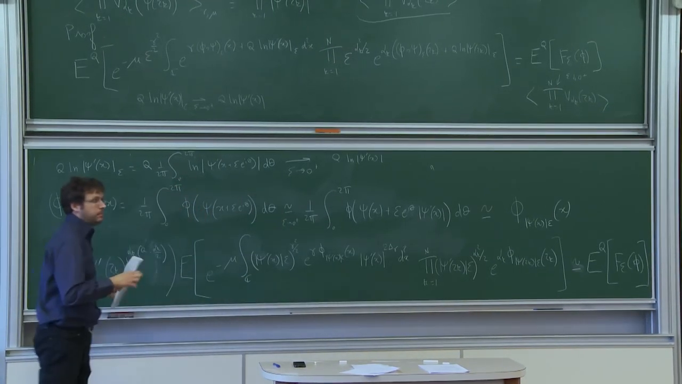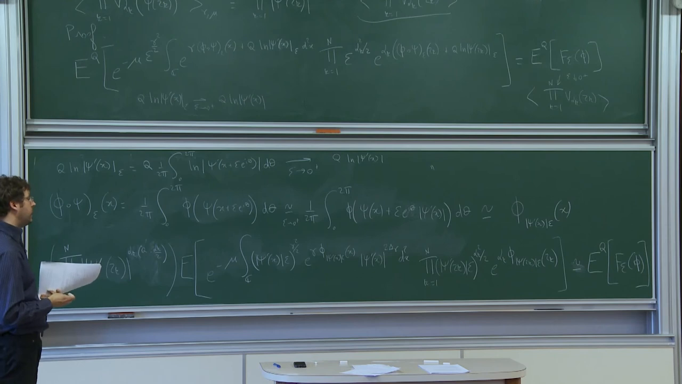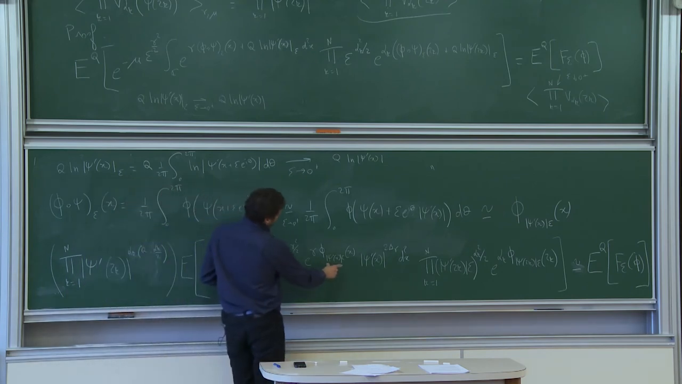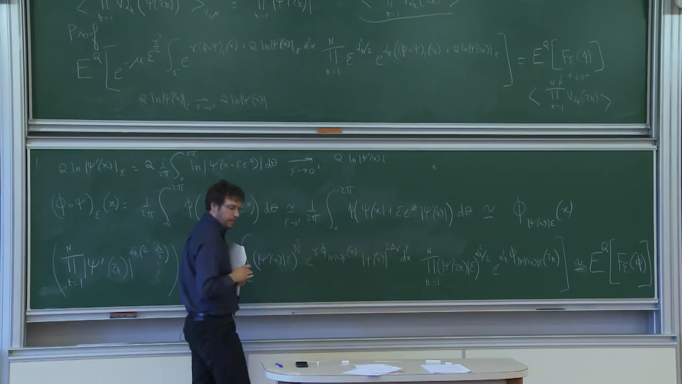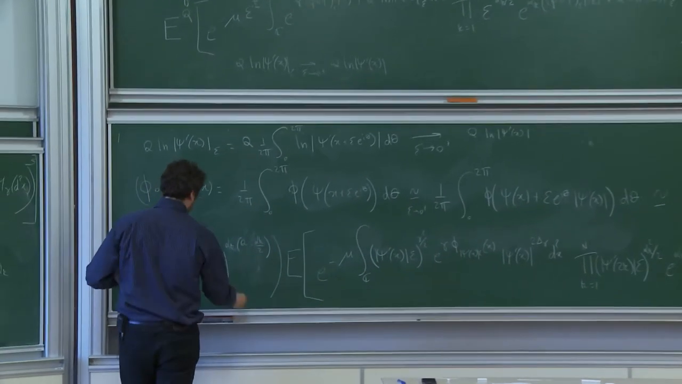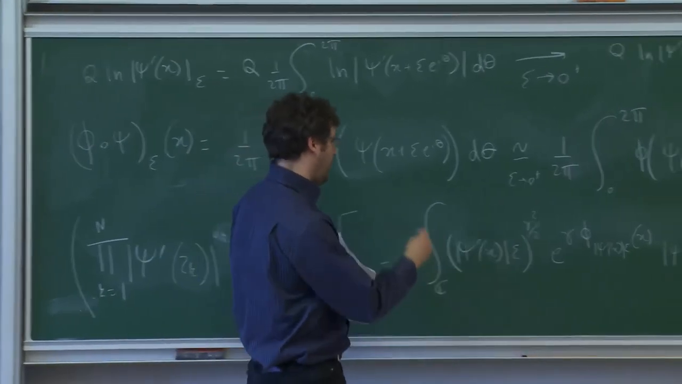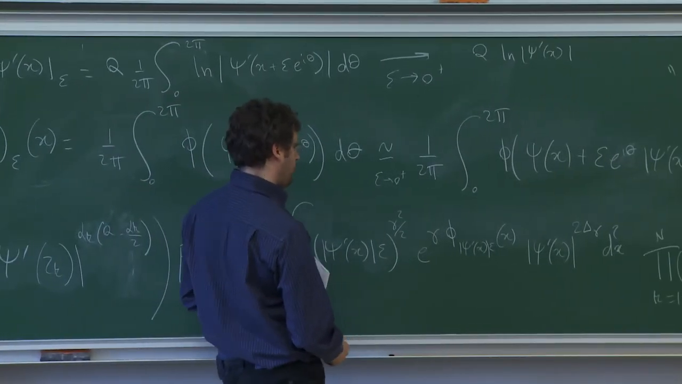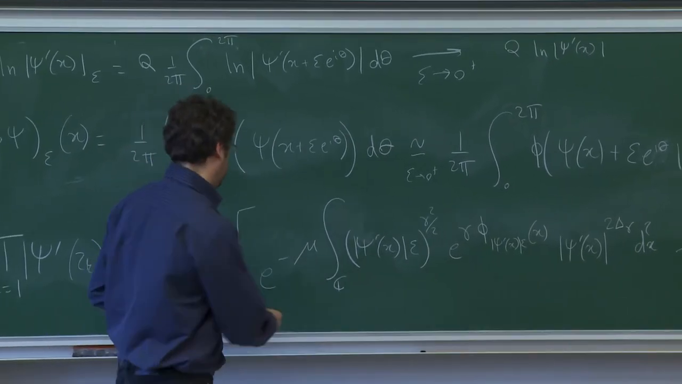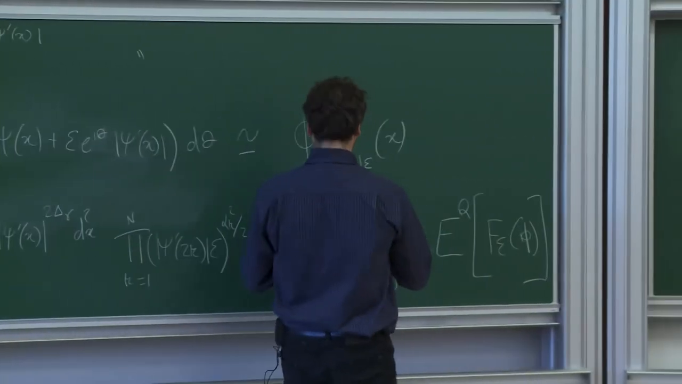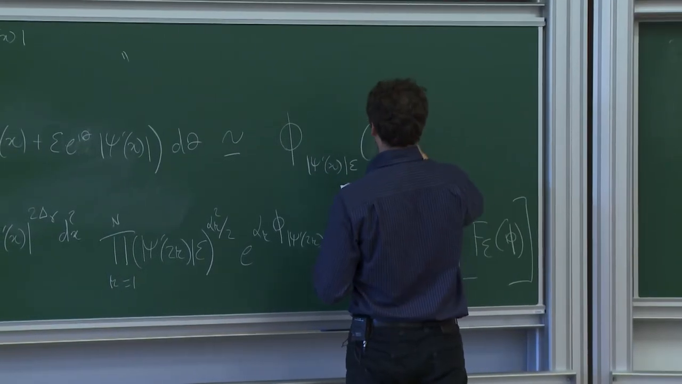Now I'm done, because what I do is a change of variable in my limit. I'm regularizing on a scale which depends on the point, but you can still take this limit, et cetera. So first, this is false. I have a psi of x here.